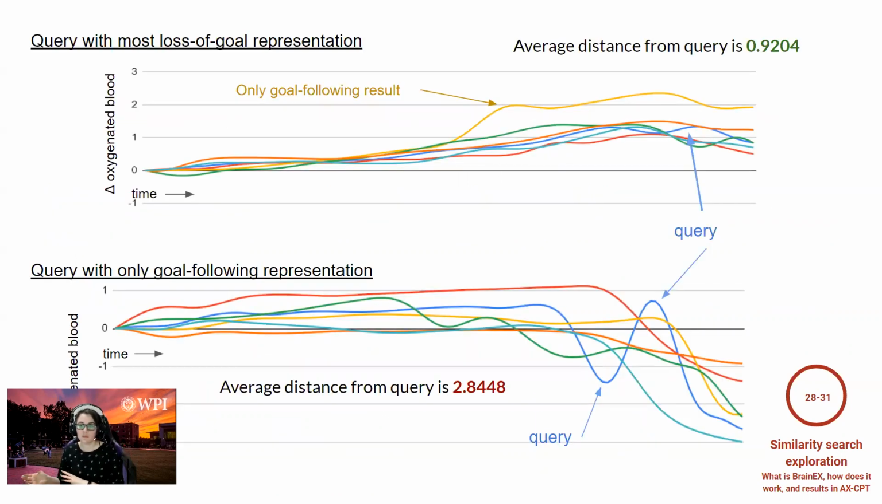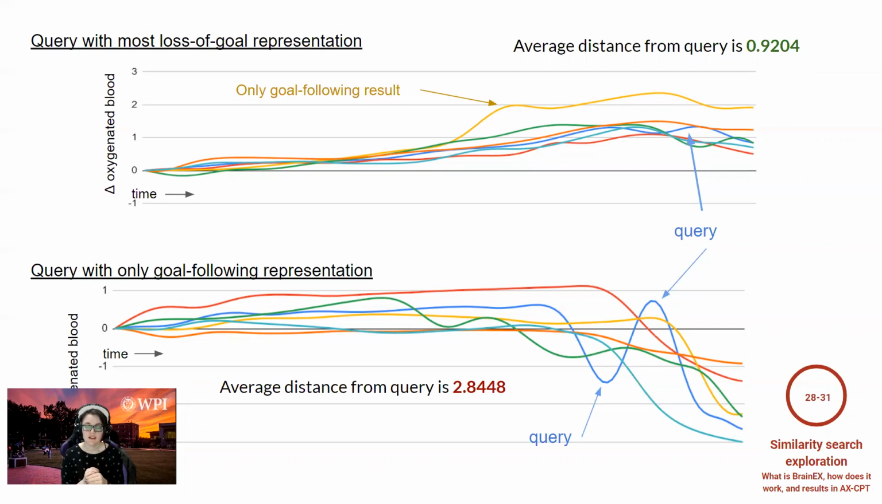And then more in depth into our results, we have 2 figures here. One is the loss of goal representation. This is a query that had the most loss of goal results back. It had 3 out of the 5 being loss of goal. One was mind wandering and the other was goal following. And it had an average distance from its query of 0.9, which is quite low when using Minkowski. In blue is the query that we used, and in yellow is the only goal following result. You can see that it starts extending itself out of the same range, whereas everything else is pretty clustered together.